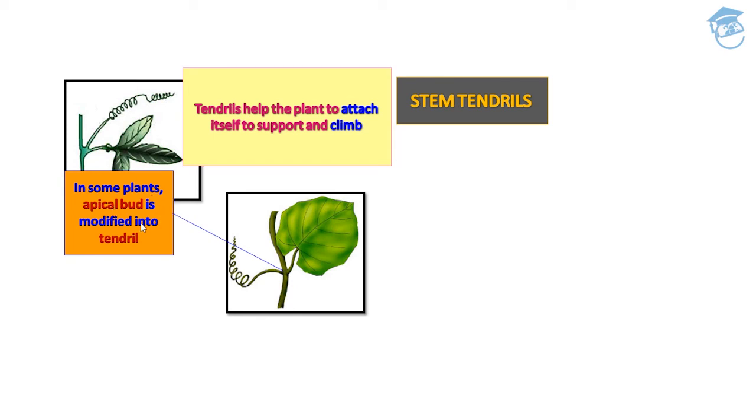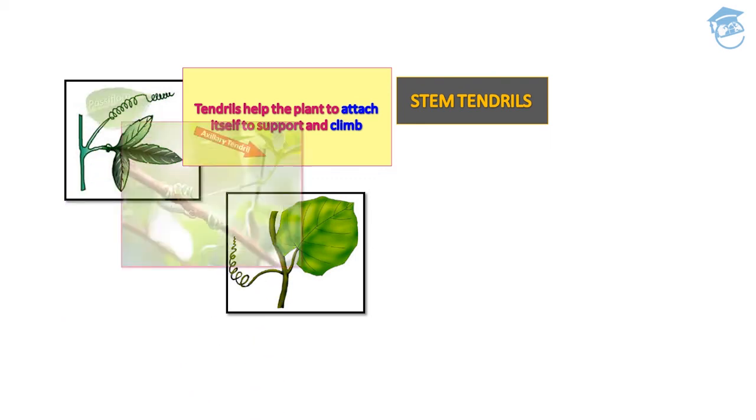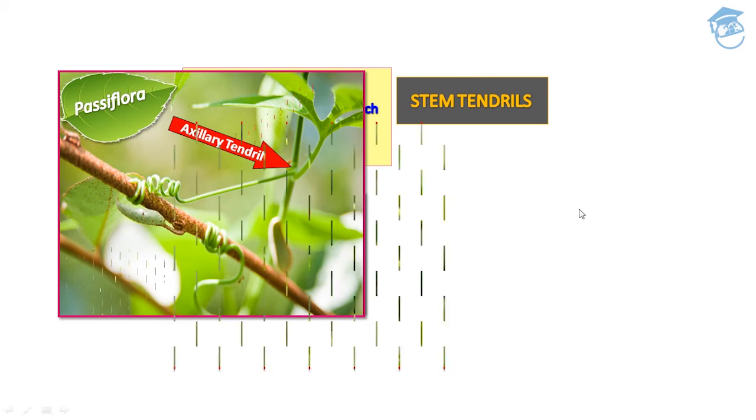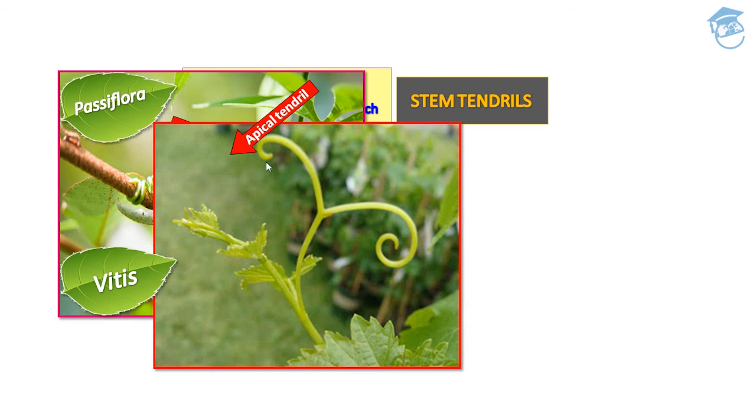In some plants, the apical bud is modified into a tendril. So this is the apical bud which gets modified into a tendril or wiry structure that helps in supporting or climbing. So this is the Passiflora plant, and this is its axillary tendril. See, this is the axillary tendril which has later modified into a wiry structure, and it helps in climbing. And this is the apical tendril.